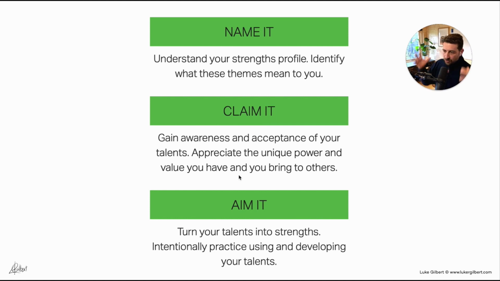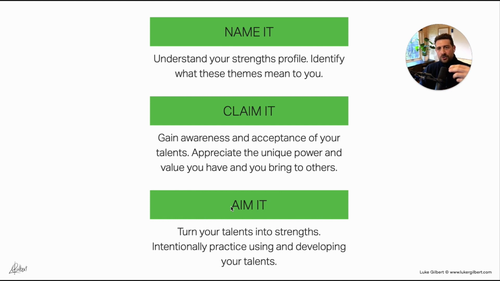And until you've been able to understand it, name it, and therefore claim it, you can't aim it. So the next step, the third step, is to aim those talents into the specific areas of your life that you want to aim it. So it might be in an area of fathering, for example. And you want to be a strength-based father. You want to be a father who's really specifically fathering through your own design.